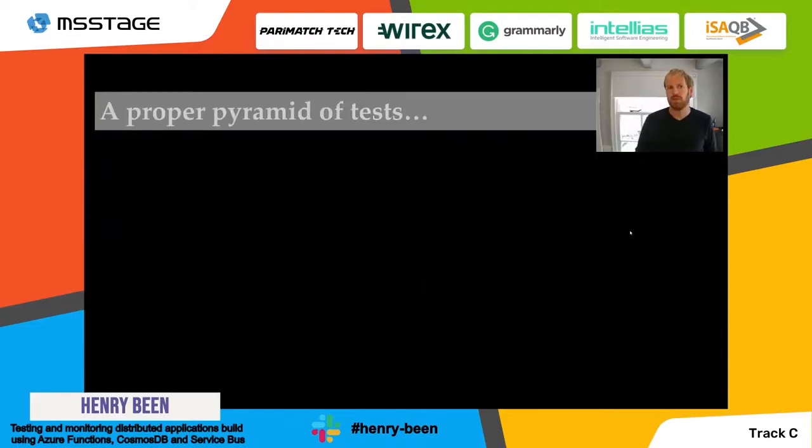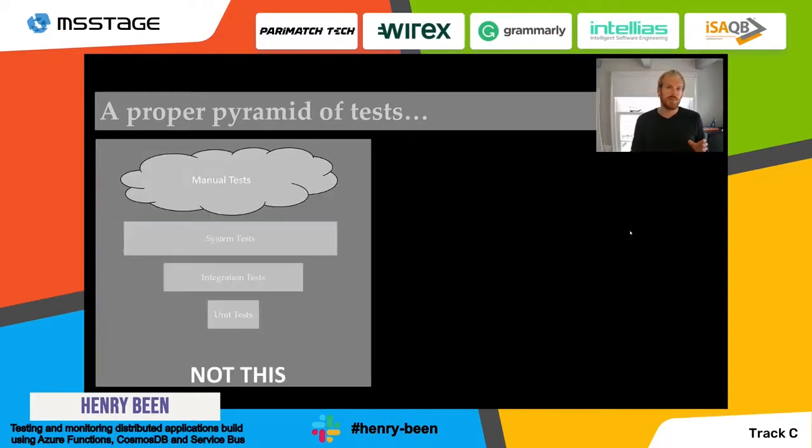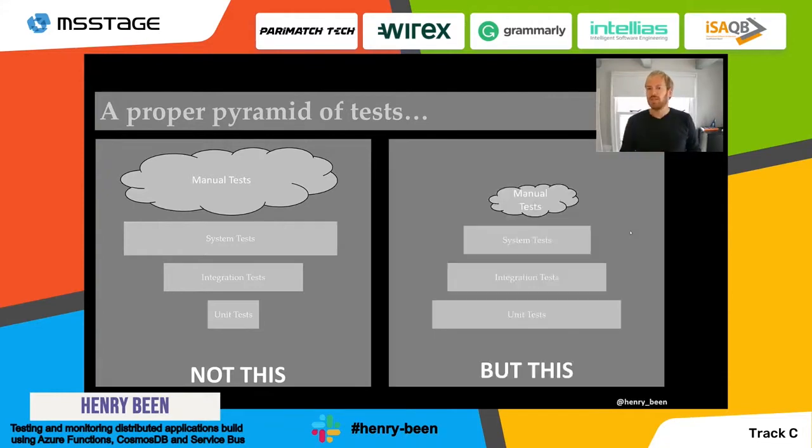So I think the first point to make is that you're going to need a proper pyramid of tests. Now this is not unique to distributed systems. This goes for any kind of system. But what's really important is that you do not do this. Don't have a few unit tests, many integration tests, a whole lot of system tests, and then manually test everything all the time. This is what we call an ice cone of tests, and this is wrong, in my opinion. I think you should do this, and this is what we call the testing pyramid. You have lots and lots of unit tests. You have fewer integration tests, even fewer system tests, and then only a few manual tests at the top if you really need them.